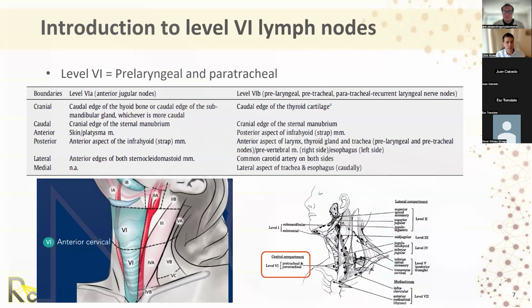So we'll start with the level 6 lymph nodes. These are basically the prelaryngeal and paratracheal lymph nodes. We'll talk in detail in just a couple of slides about their borders, but I do have them listed here, and I have some pictures as well to sort of get a gestalt of where these nodes are in the neck.